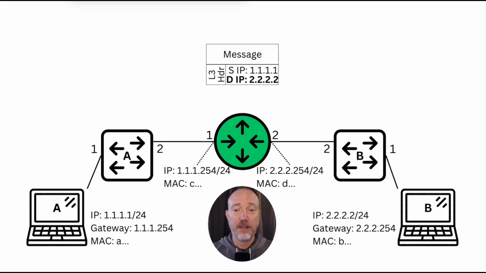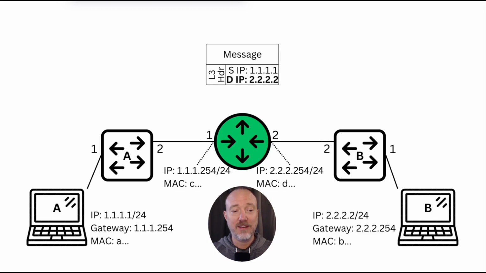Next, it looks at the layer 3 header. The router sees that the destination IP address is 2.2.2.2. Well, that IP address is not on the router itself, so the router is not the layer 3 destination for this packet. So now the router has to figure out, where do I need to forward this packet so that it can reach its layer 3 destination?